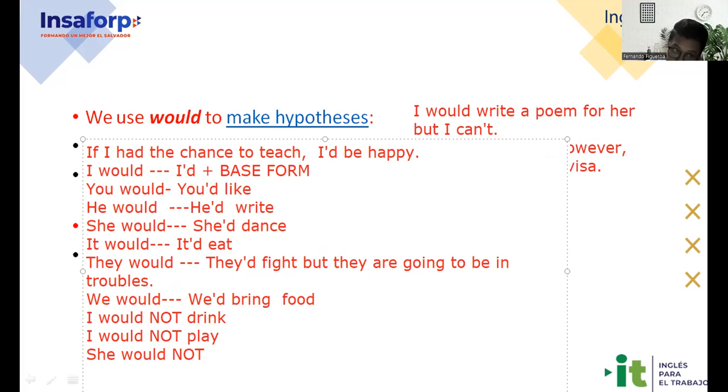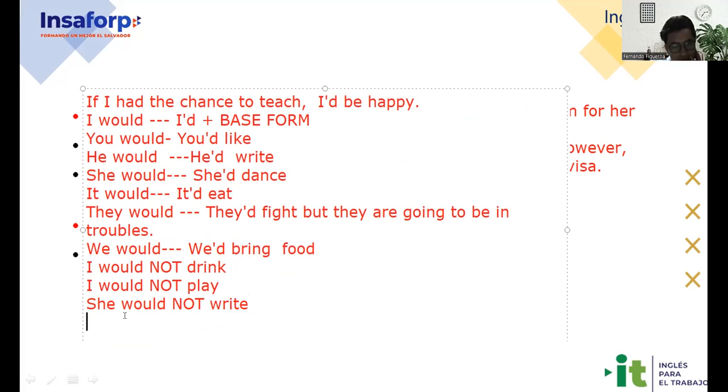En el caso, en la plataforma dice change this world product. Vamos a verificar eso porque creo que había un error en un ejercicio, no sé si se habrá corregido. Pero lo vamos a verificar. She would not write. Y la contracción negativa sería I wouldn't.